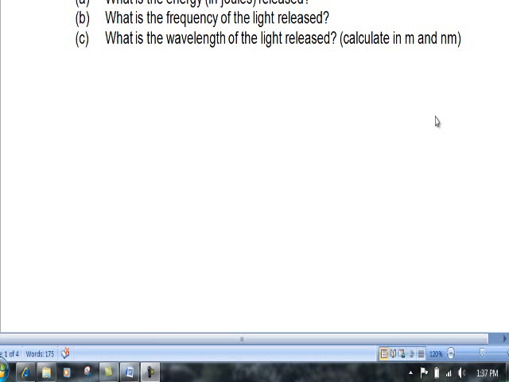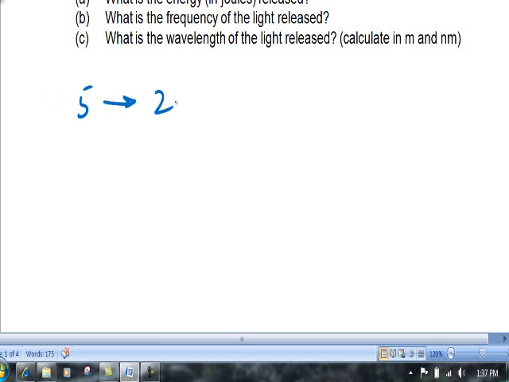Let's take a look at how to solve one of these problems using energy, wavelength, photons, and light. The first part of this question is asking us to solve what is the energy in joules released when we move from energy level 5. So we're starting out at level 5 and we're jumping down to energy level 2.